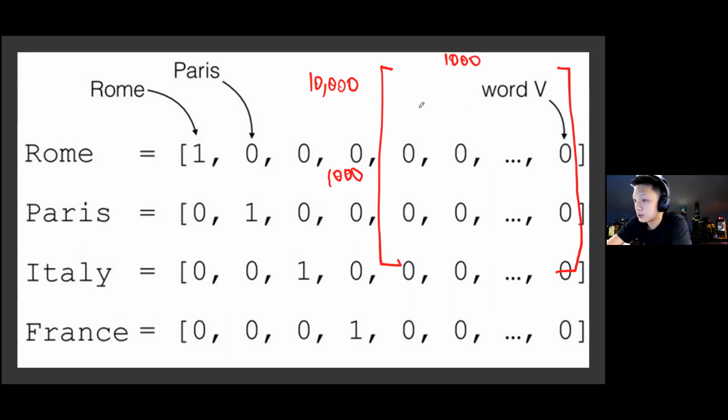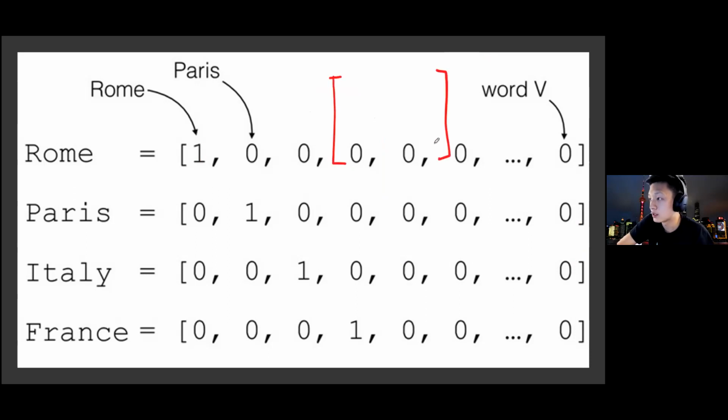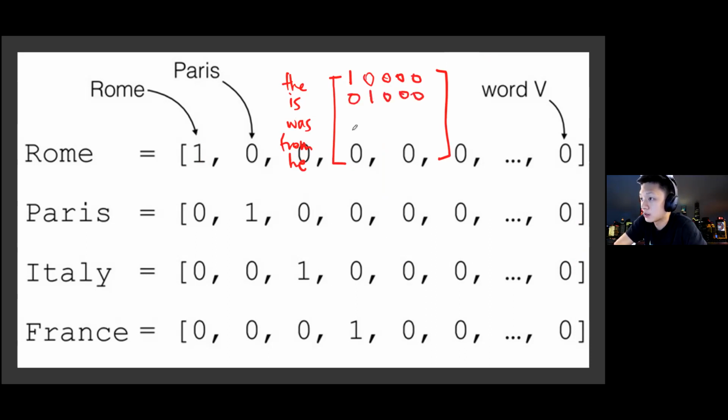Basically, what you would do is every word is represented by a list of numbers that has exactly one 1 and everything else is 0. So what does this mean? Let's simplify this down. 10,000 is a big number, so let's just say that we consider 5 words: the, is, was, from, he. Each of these 5 words would be represented by a different list. The would be represented by 1, 0, 0, 0, 0. Is would be 0, 1, 0, 0, 0. Was would be 0, 0, 1, 0, 0. From, 0, 0, 0, 1, 0. And finally, the last one has the 1 in the last position.